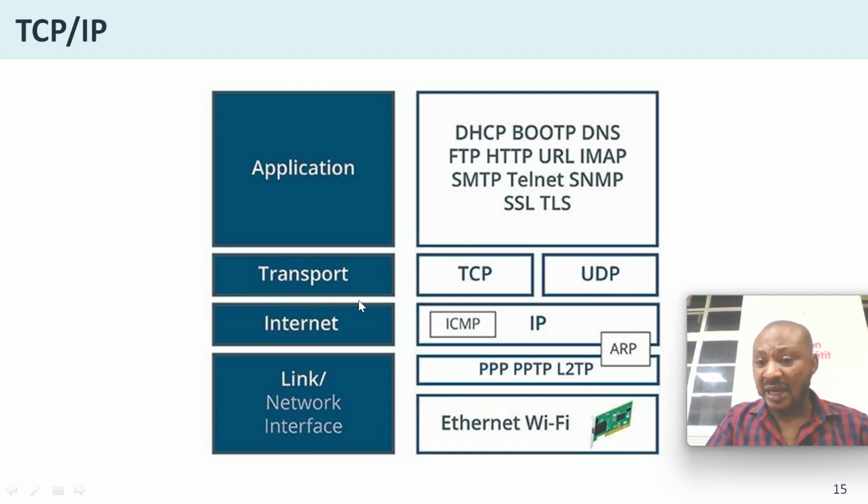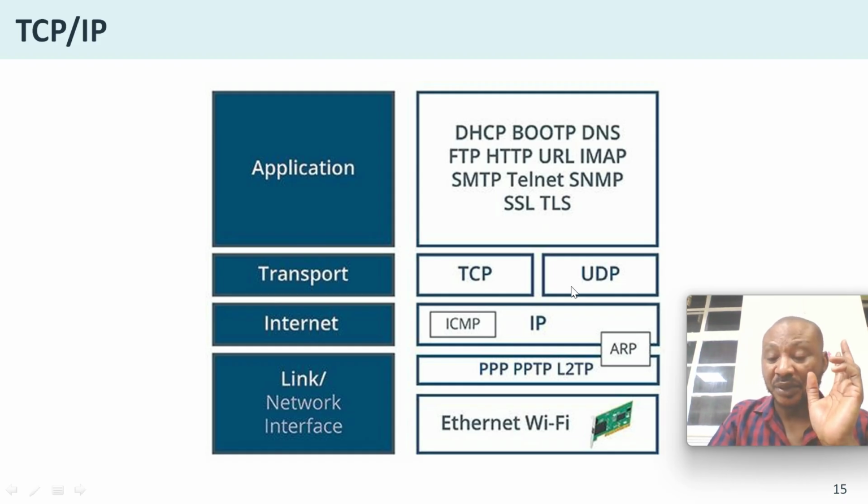The transport layer is broken down into two: TCP and UDP. TCP is called Transmission Control Protocol, while UDP is called User Datagram Protocol. These protocols are called transport. That's the reason why communication can take place in networking. Without these two protocols, there's no communication. Two computers cannot communicate without TCP and UDP. Especially TCP, we call it a reliable protocol.